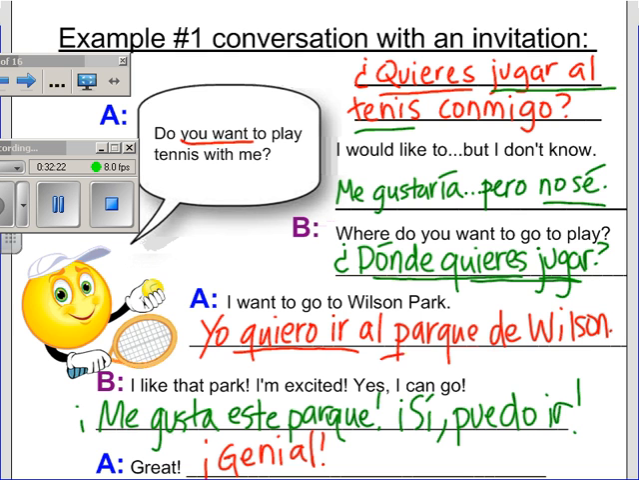What we learned yesterday, nouns modifying nouns, Wilson and parque will use this construction, as well as possession. Remember, we've talked about that before, like Jose's book. We don't use apostrophe S there. We would say el libro de Jose. Me gusta este parque. I like that park, or this park, okay? Sí, puedo ir. I can go. Genial.